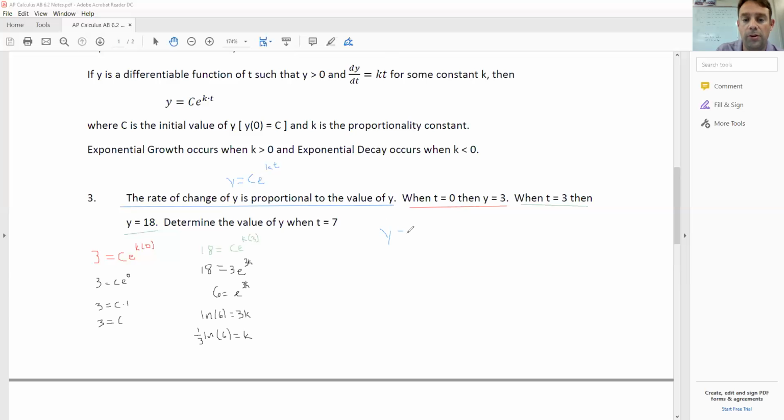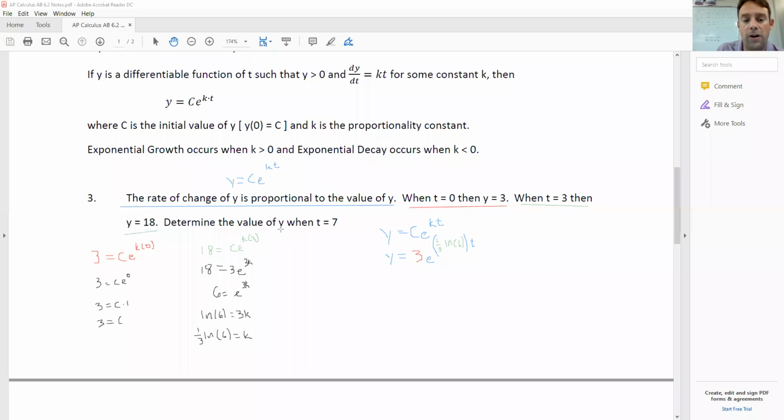y equals c times e to the kt. Using those values, I can create a growth model that I can use to solve for any value. So I found out the initial value was 3. And then I found out my constant of proportion, my proportionality constant, was 1/3 the natural log of 6, times t. So from there, I could use that now to figure out any value I want.